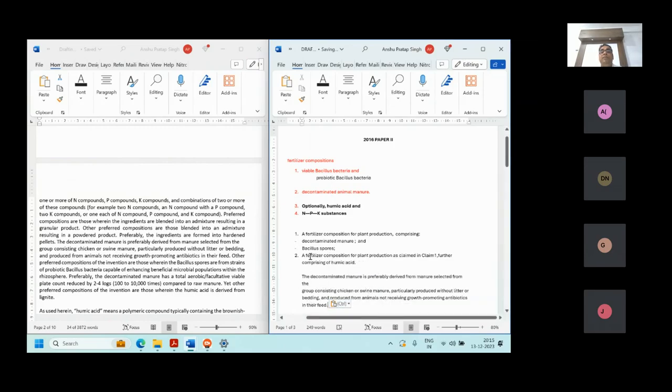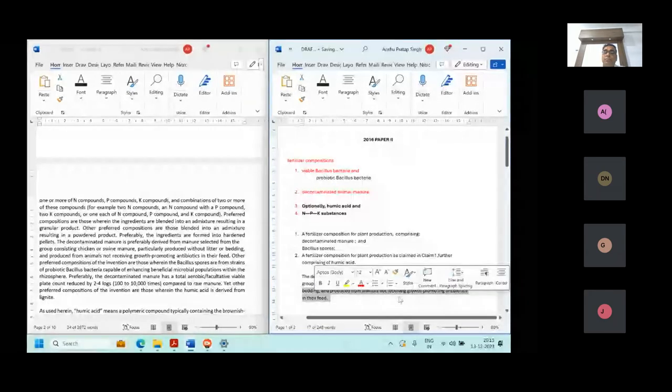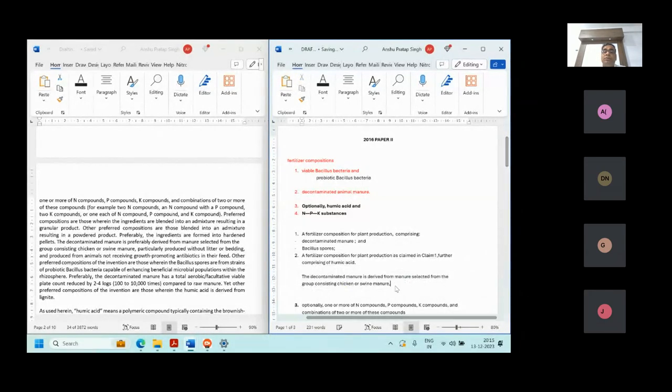So you can always write a fertilizer composition for plant production as in claim one, wherein the decontaminated manure is derived from manures selected from the group consisting of chicken or swine manure. This is your third claim.